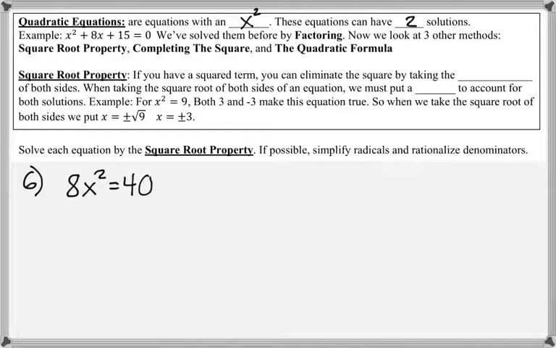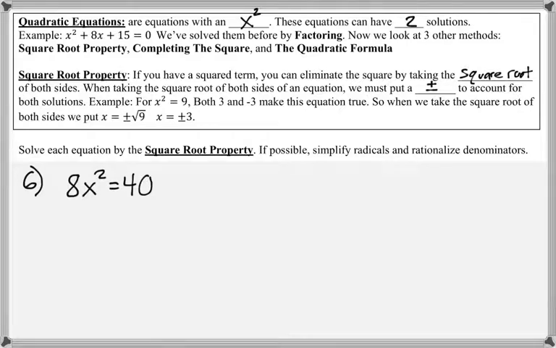So the first one is the square root property. If you have a square term, you can eliminate the square by taking the square root. And you need to take it of both sides. Now when taking the square root of both sides of an equation, we have to put a plus minus to account for both solutions. So an example would be if you have x squared is equal to 9, both 3 and negative 3 make this equation true.